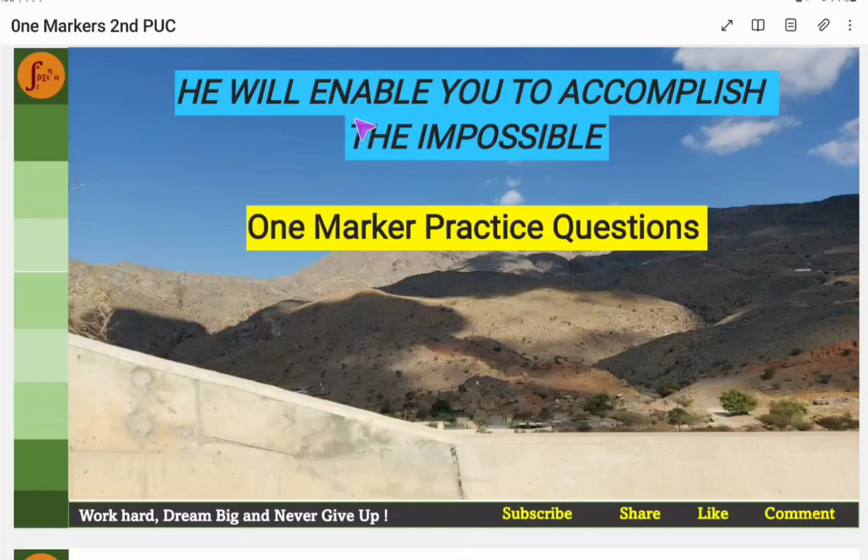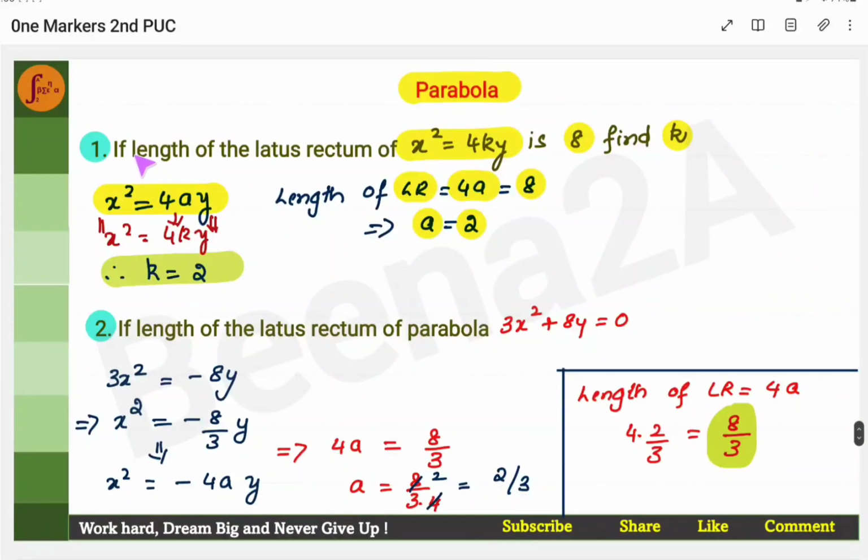Hi everyone. In this video we'll go through 1 marker questions from Parabola. The first one is, if the length of the latus rectum is 8, find the value of k.